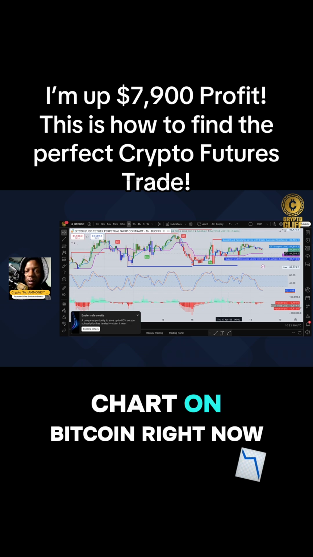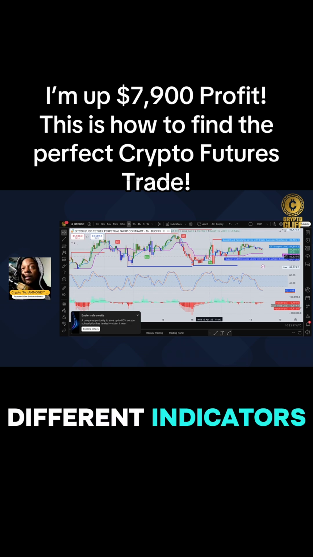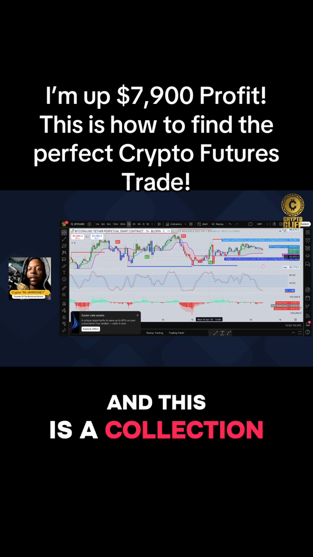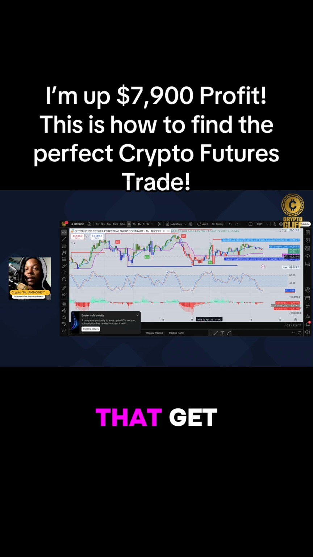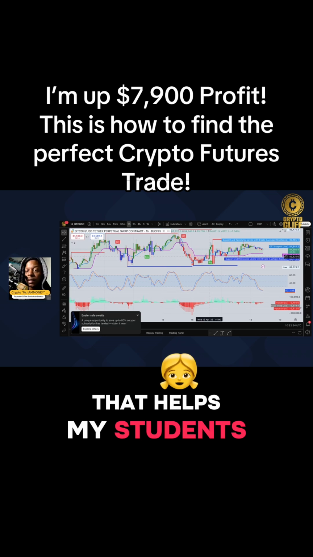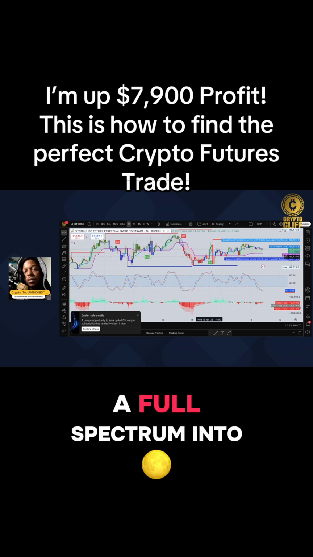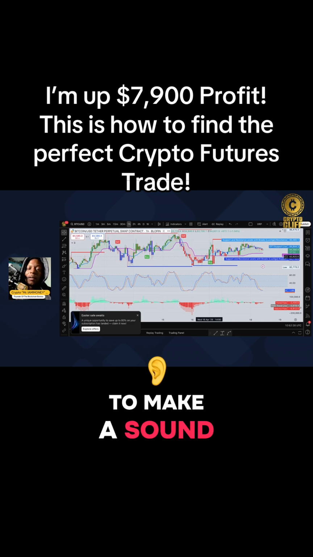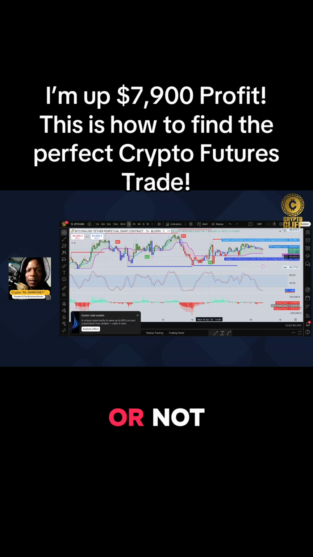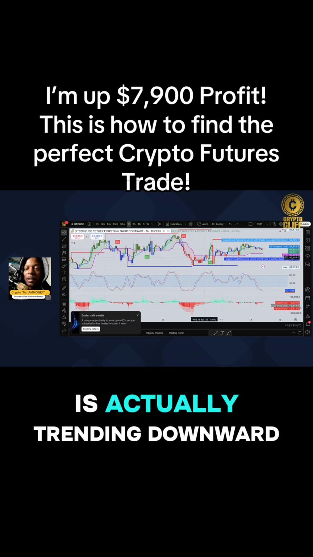So this is the chart on Bitcoin right now. This is a bunch of different indicators. Right? And this is a collection of indicators that I put together myself that helps my students see a full view, a full spectrum into the market to make a sound decision on whether they should get into this trade or not. So Bitcoin right now is actually trending downward.